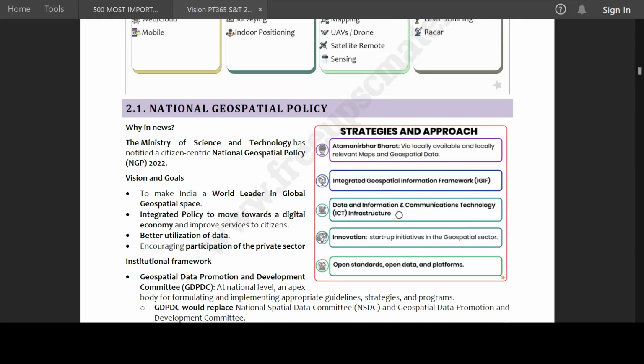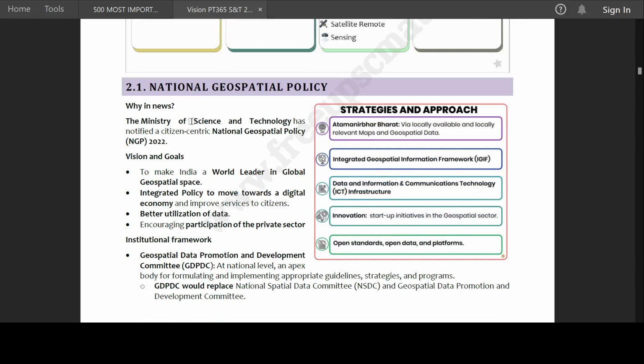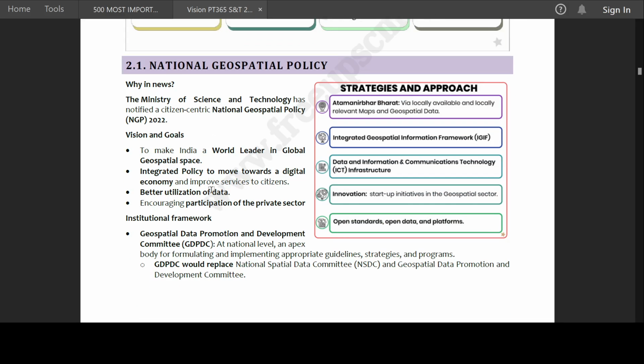National Geospatial Policy. The Ministry of Science and Technology has notified a citizen-centric national geospatial policy in 2022. The vision and goals of such a policy are to make India a world leader in global geospatial space, and an integrated policy to move towards a digital economy and improve service to the citizens, better utilization of data, encouraging participation of the private sector.